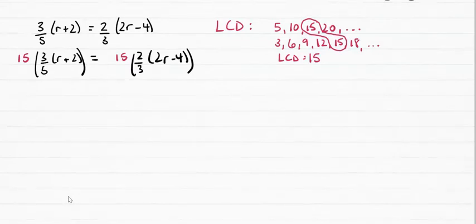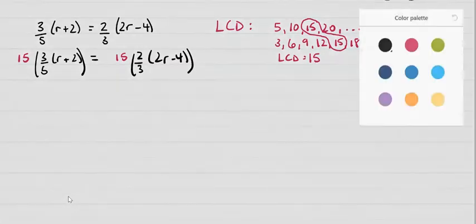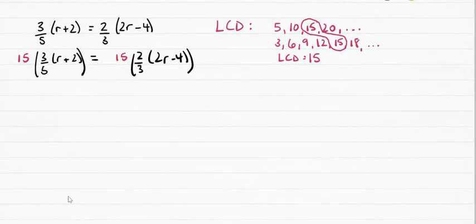Now, in order to simplify things, which was our initial intention by multiplying both sides by the lowest common denominator, we look for a factor that will divide out in that numerator and denominator. So 15 divided by 5 gives 3. And so 15 divided by the 5 is going to leave me with a factor of 3. And on the right-hand side, we have 15 divided by 3. Well, 15 divided by 3 gives us 5.